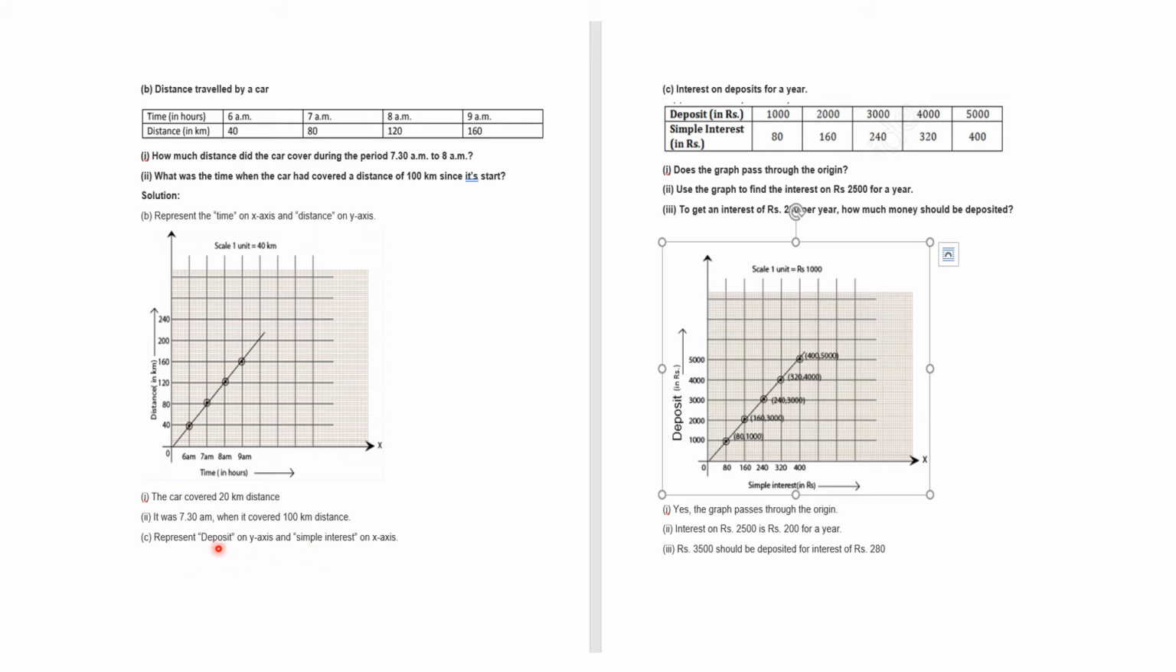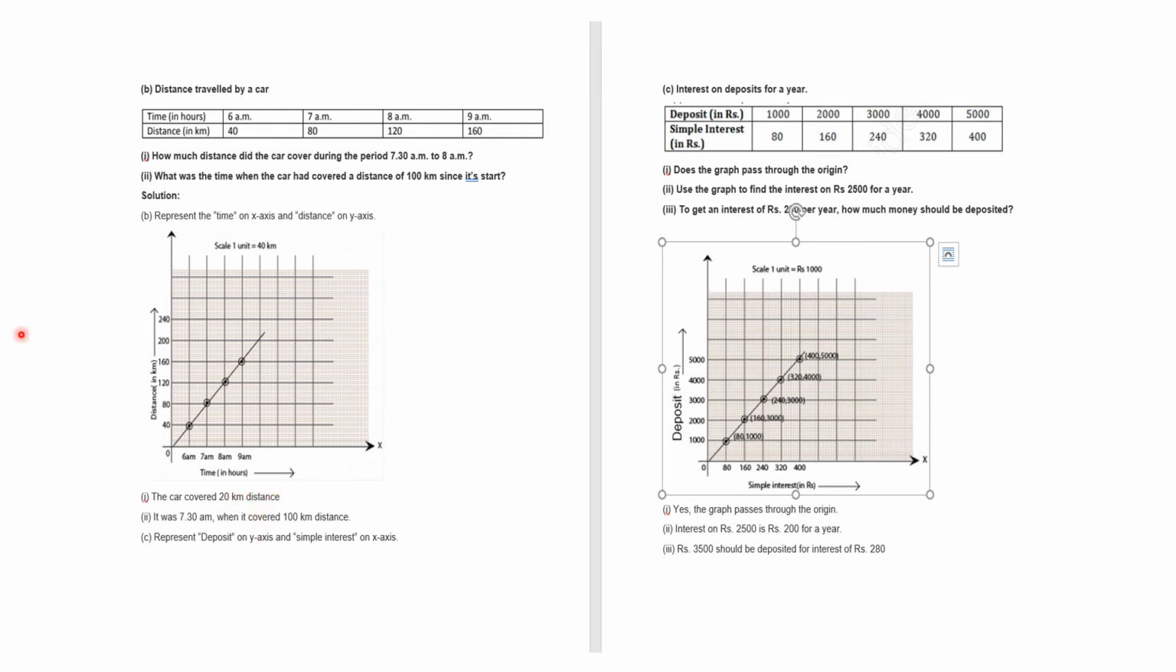Yes, and at 8 it is 120. So when we subtract 100 from 120, what are we getting? The distance as 20 kilometers. So between 7:30 and 8, it is covering a distance of 20 kilometers.